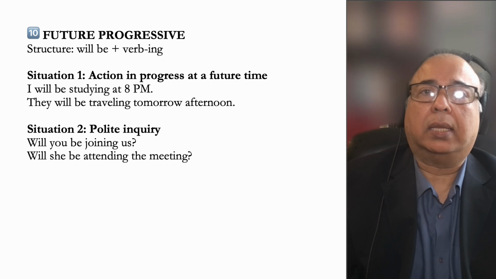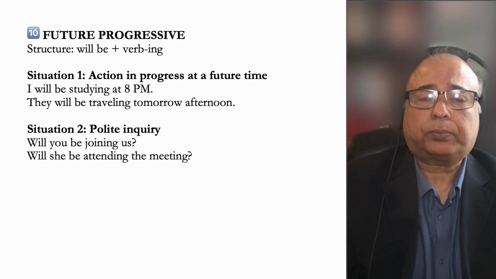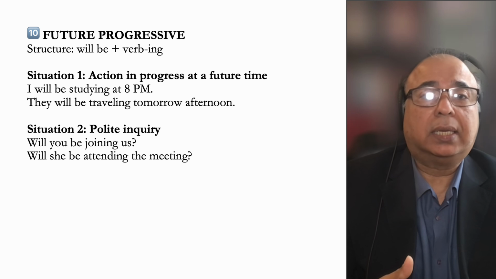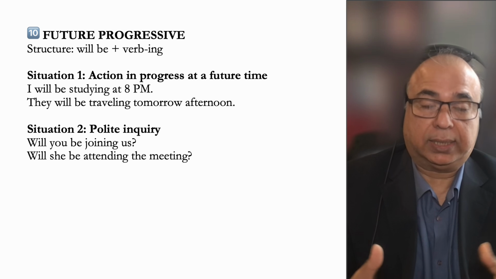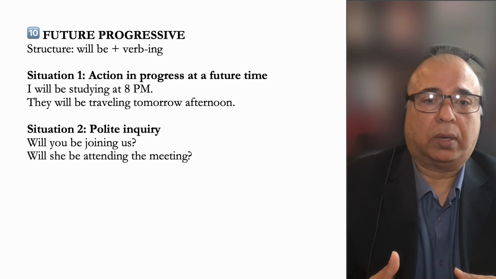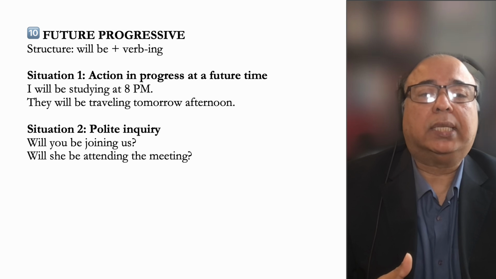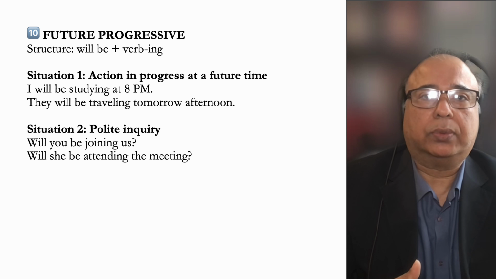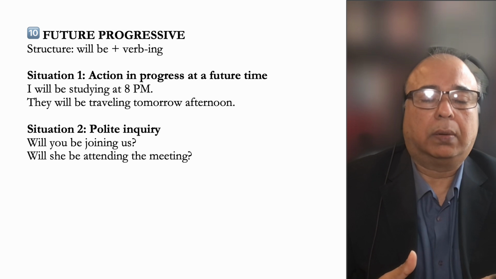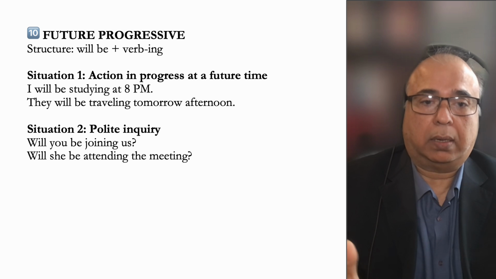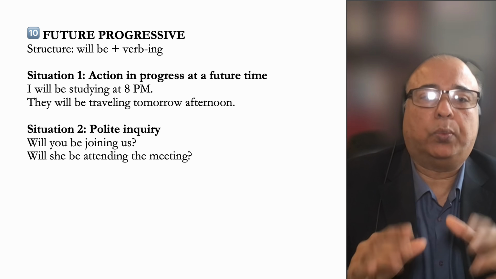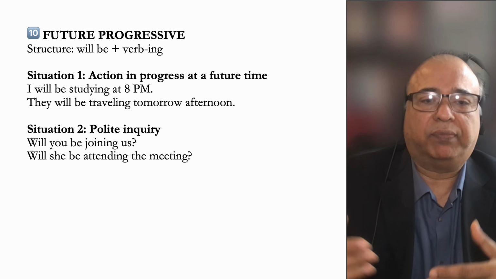I will be studying at 8 p.m. I can say, tomorrow I'll be teaching at 12 p.m. That's what I will do. Every Monday I teach at 12 p.m. They will be traveling tomorrow afternoon. They know they have the ticket. They bought the tickets. They made a reservation. Okay? And they are going to be traveling tomorrow afternoon. Future progressive, an action that will be happening in the future.